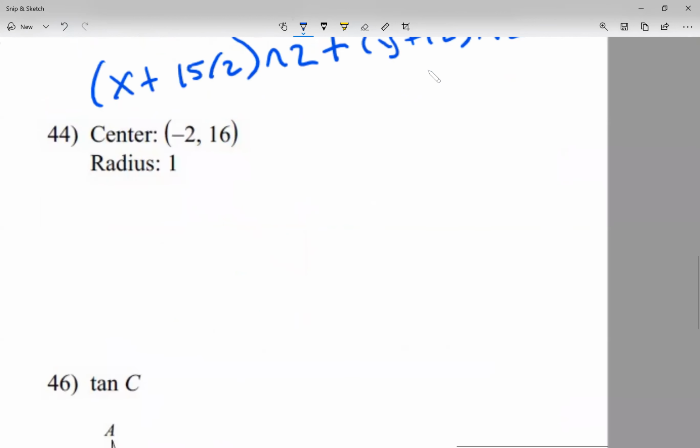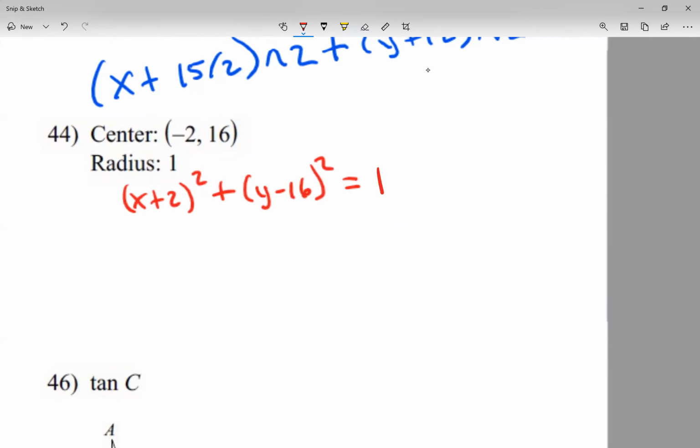Lastly, let's take a look at number 44. The way I will write this, I will write x plus 2, all squared. My second parentheses will be y minus 16, all squared. Again, notice I switched the signs. There's a plus sign in between, and this is equal to 1. Radius squared, right? Radius multiplied by itself.